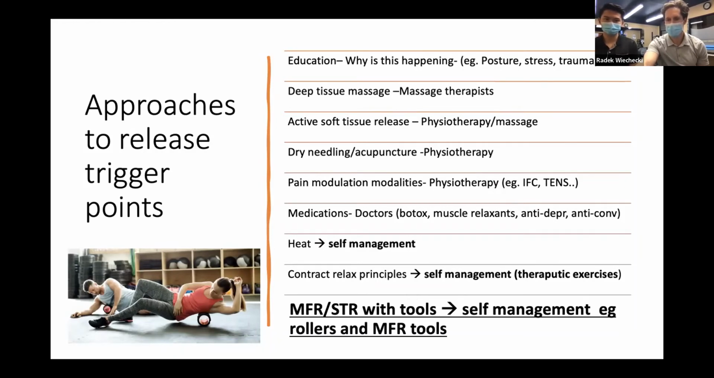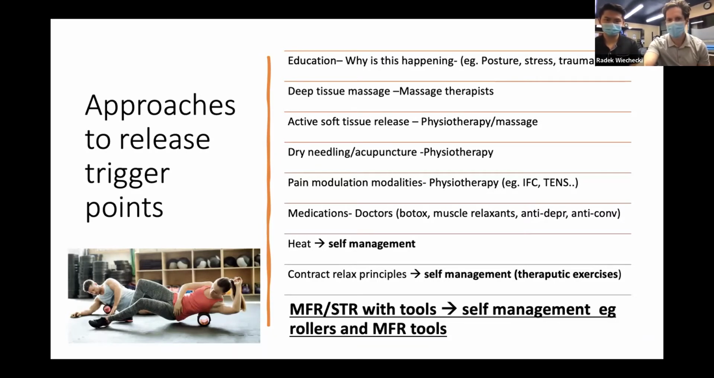In physio, we can also modulate these trigger points with pain modulation modalities like IFC or TENS, which is the electrical stimulation that we use to make your hair stand up. As well as from the medical perspective, there's medications, things like Botox, muscle relaxants, antidepressants, anticonvulsives, which have been effective in reducing more severe cases of myofascial pain.